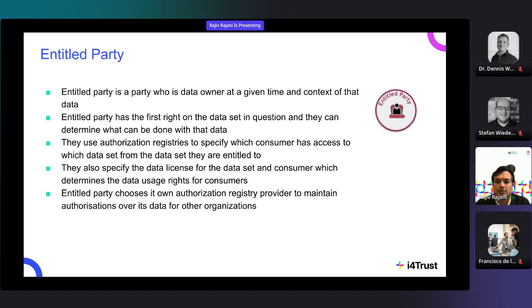However, when it is a third party service provider which is just acting on behalf of an entitled party, then usually these are different organizations. Irrespective of that, the entitled party remains the entitled party, no matter who hosts the data, and only it has the right to give access to relevant other organizations to that data.